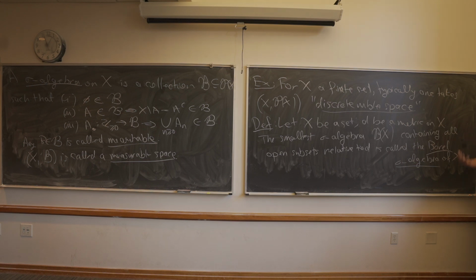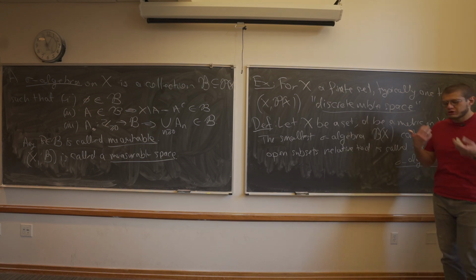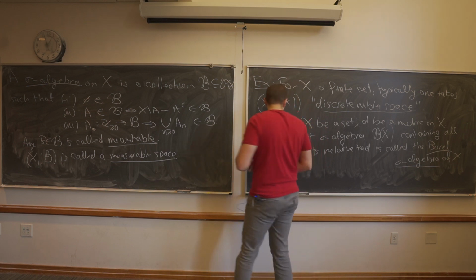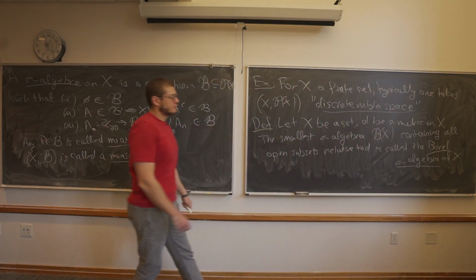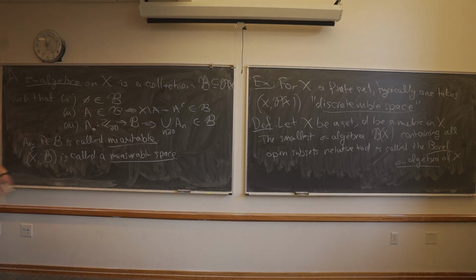Okay, so when you're talking about metric spaces and the measurability structure of a metric space, typically you're looking into the Borel sigma algebra. And of course, elements of the Borel sigma algebra are called Borel sets or Borel measurable sets and so on.